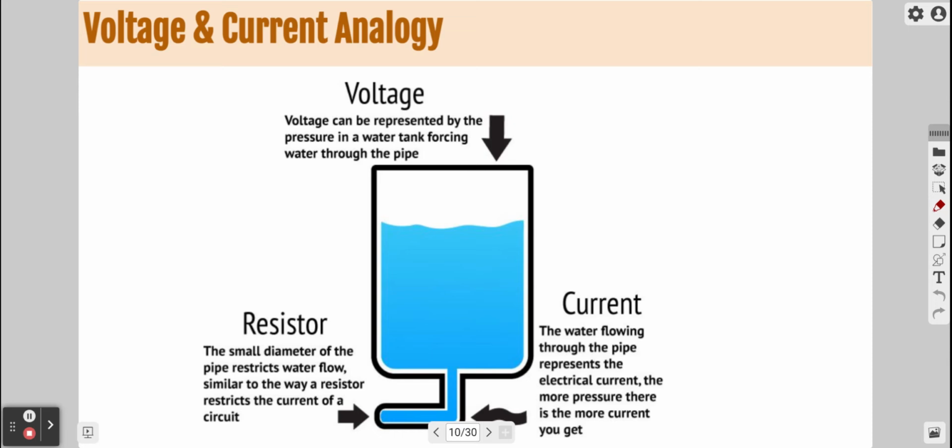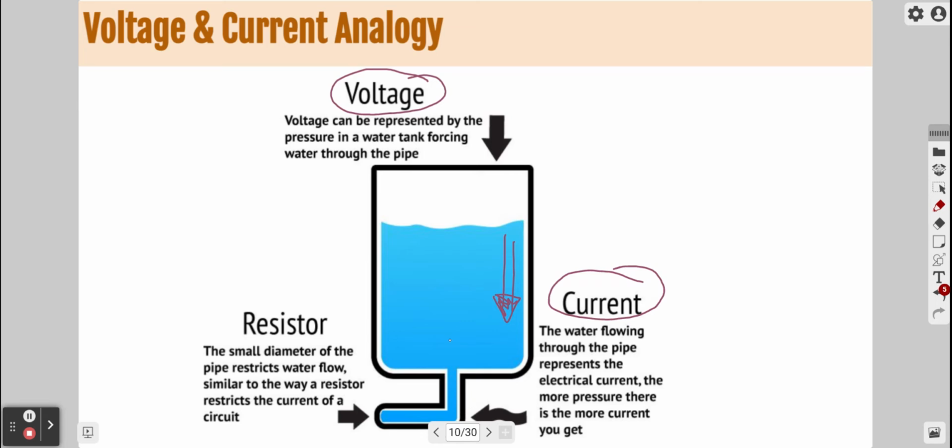So here's a little analogy that might help you remember what these terms are all about. Voltage can be represented by the pressure in a water tank forcing the water through the pipe. Okay, so there's your downward pressure. That would be your voltage. And then your current would be the water flowing through the pipe. That represents the electrical current.